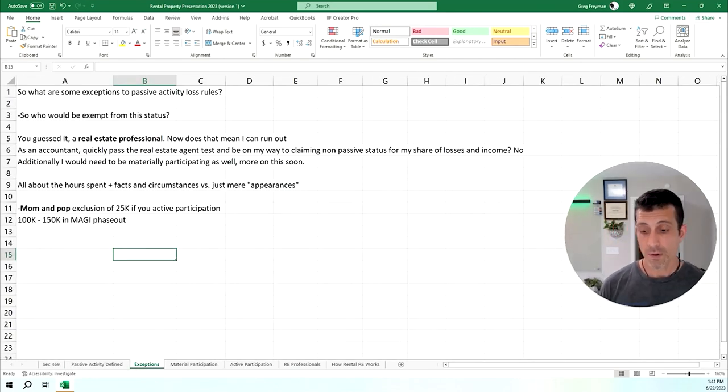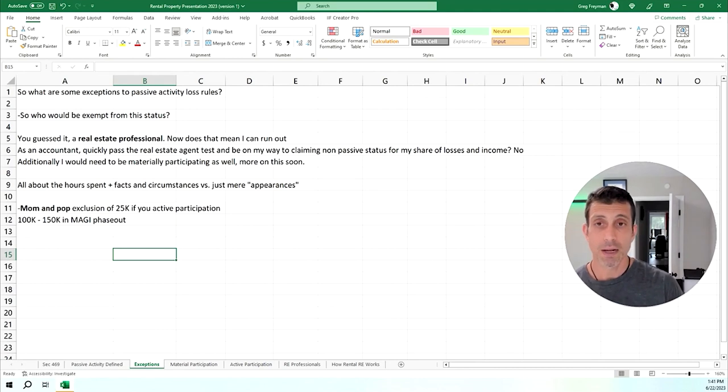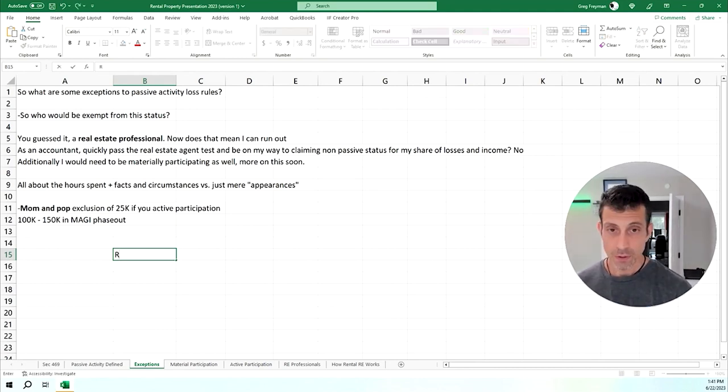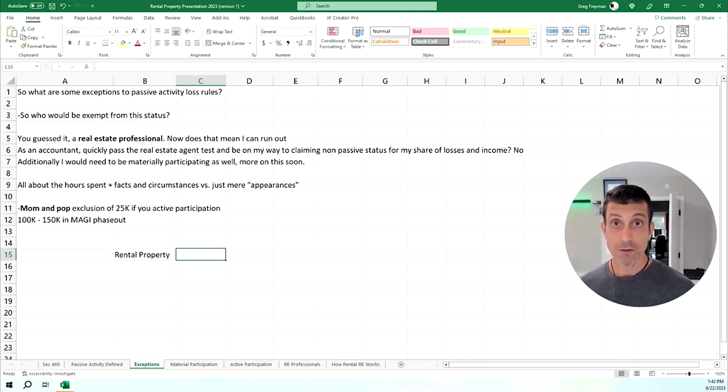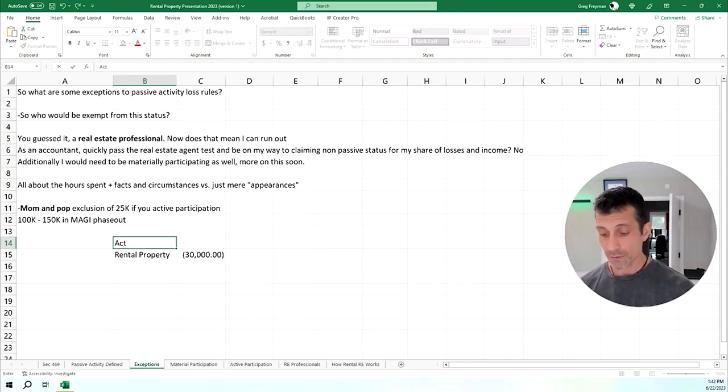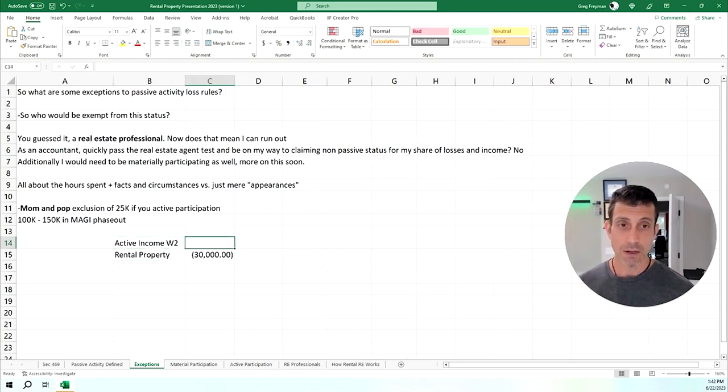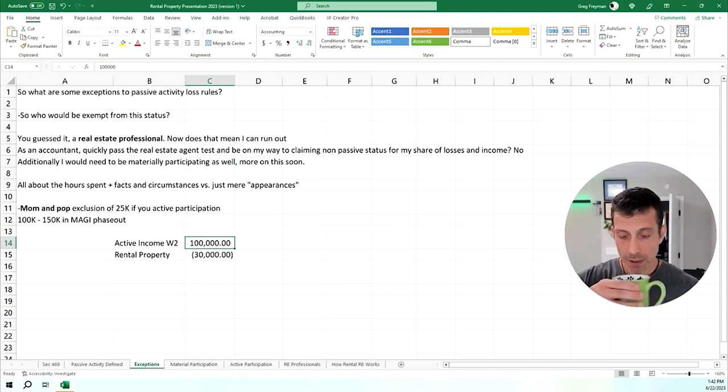So here's your basic mom and pop. Somebody goes out, buys a rental property, and that rental property is generating a tax loss. So we are going to say, I don't know, $30,000. Okay, so it generated a tax loss of $30,000. And then there's active income from a W-2, and that active income was $100,000. So now we're really interested in getting as much of this deducted as possible.